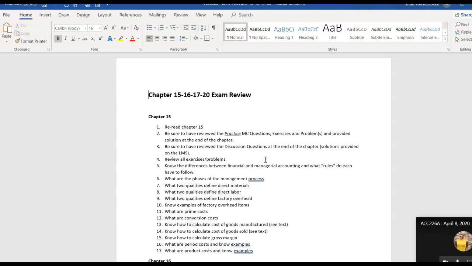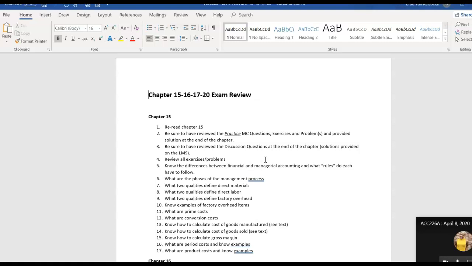All right, so if we just talk about chapter 15, of course you can read 1, 2, 3, and then 4. And we'll come back to 4, but let's just go through the rest of the list here. So know the difference between financial and managerial accounting, right? That's right at the beginning of the chapter. And what are the phases of the management process? And that's, you go into chapter 15. Here it starts on page 750. So what is the difference between financial and managerial accounting?